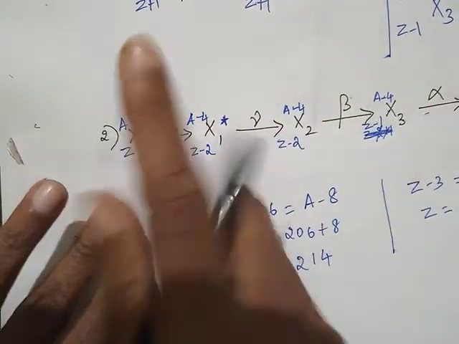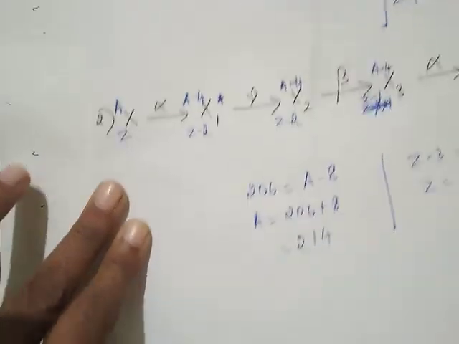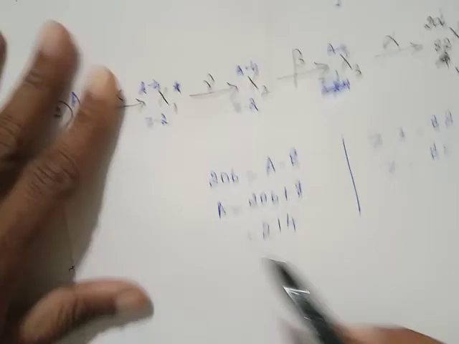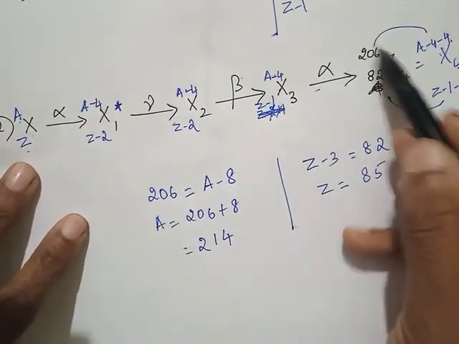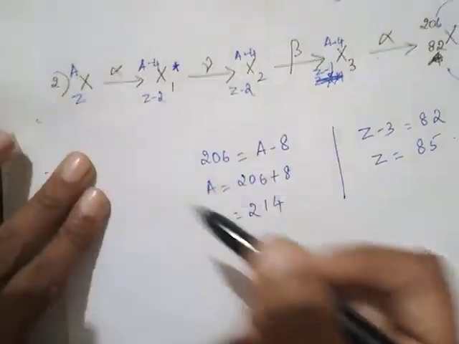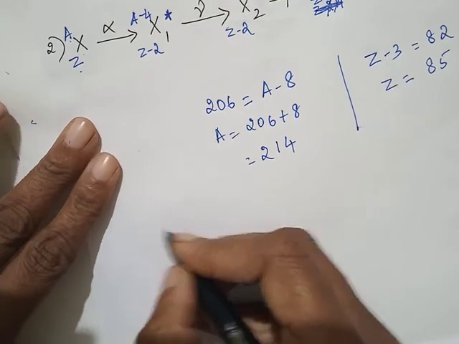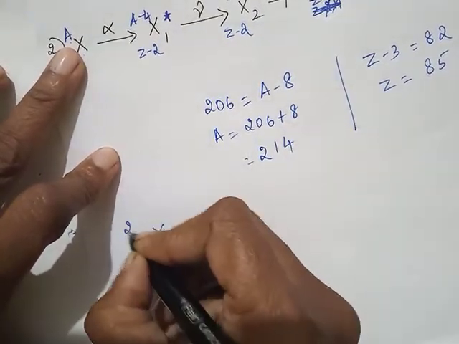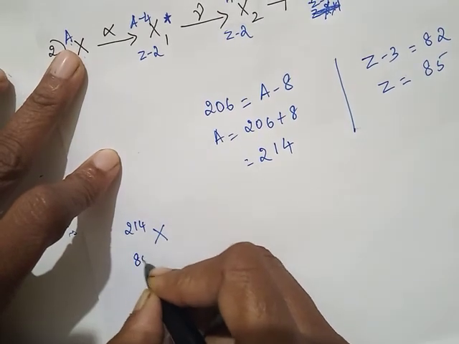You have to fill them in terms of A and Z. Don't leave it general. In this case, it was only general. They didn't have any specific number, so you left it like that. Now, in this case, because a specific value was given, you have to go back and write it again as X, A, Z. So, A is 214, Z is 85.